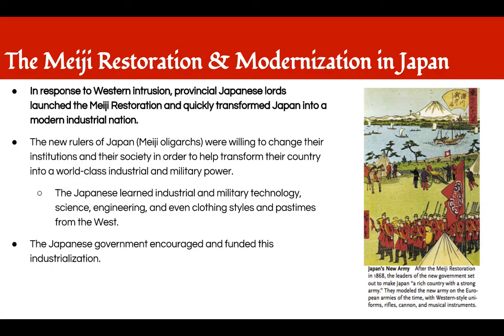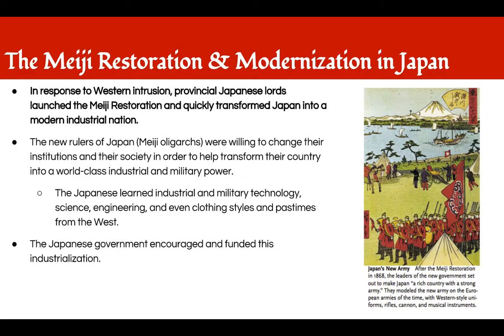The new rulers were called the Meiji oligarchs, and they were willing to change their institutions and their society in order to help transform their country into a world-class industrial and military power. They saw adopting Western culture and the industrialism of the West as a way to avoid just simply an imperial power coming in and dominating. So they do learn this industrial and military power. They learn science and engineering. And they have new technology, and they take clothing styles from the West, and they even adopt Western pastimes, etc.